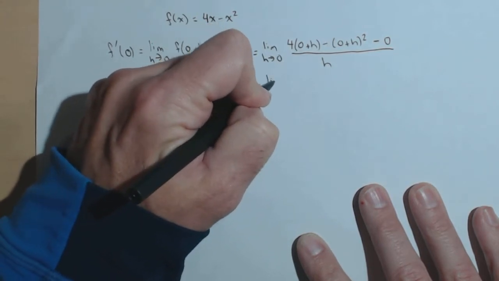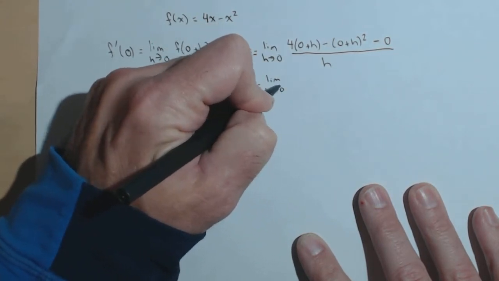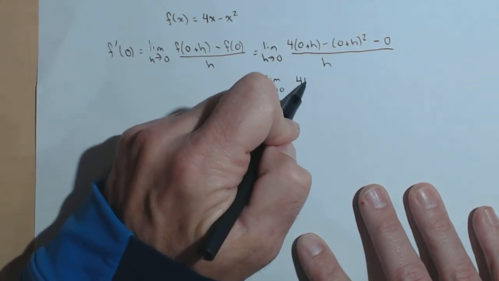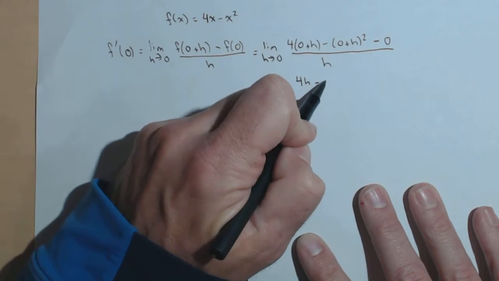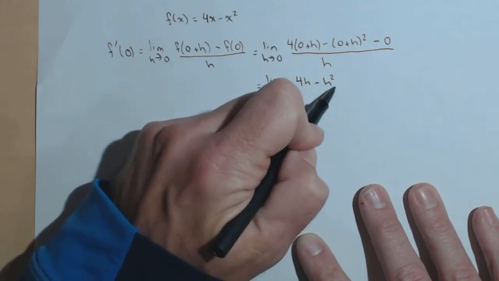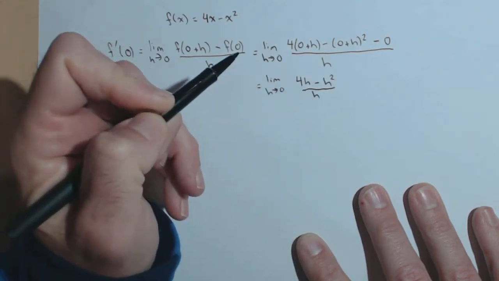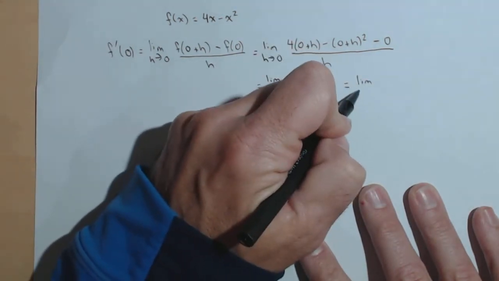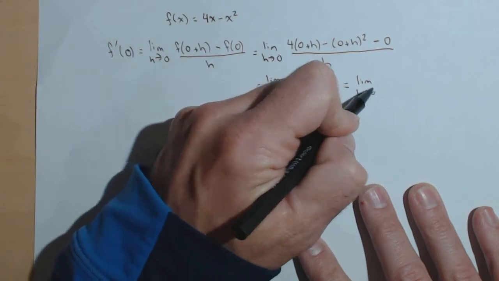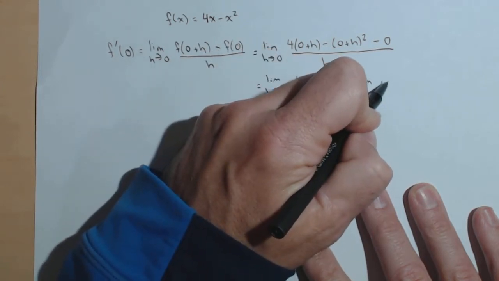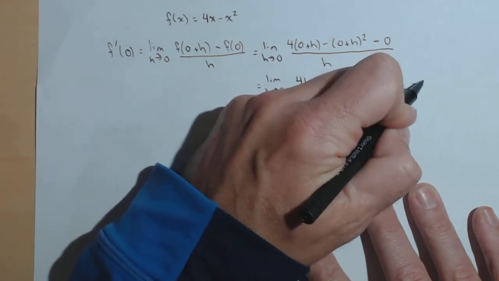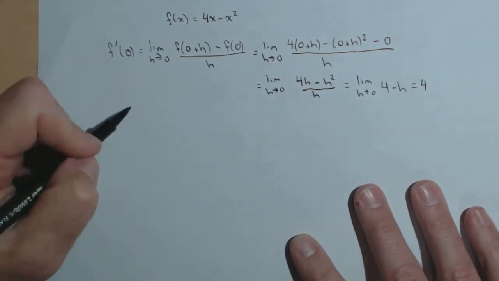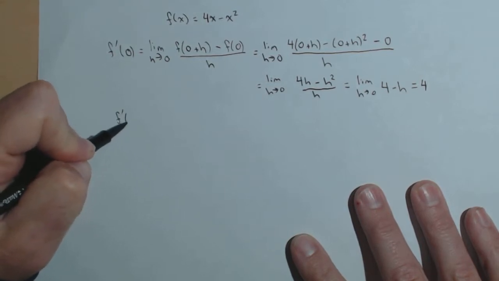So we're going to have limit as h goes to 0. 0 plus h is just h, so this will be 4h minus h squared all over h. As we've done in the past, we can factor an h out on top and cancel. We're going to get the limit as h goes to 0 of 4 minus h, or the derivative at 0 is 4. Let's do f prime of 1.